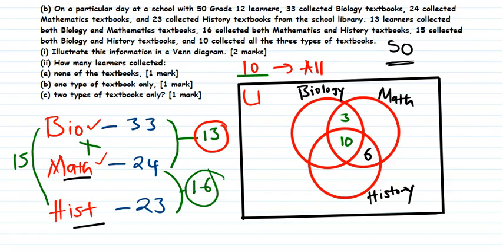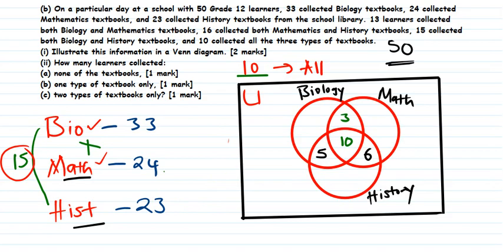We're remaining with biology and history, this part. So biology and history is a 15, so also remove the 10, so remain with a 5. Okay, so we are done with the intersections. We're now moving to the individual textbooks. So we can start with biology.